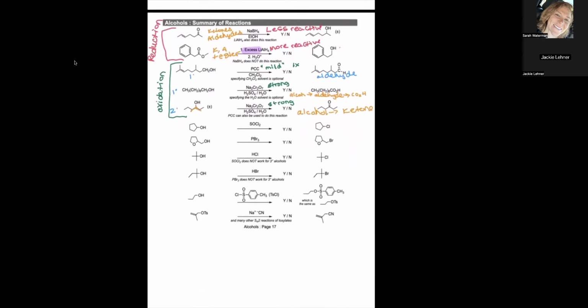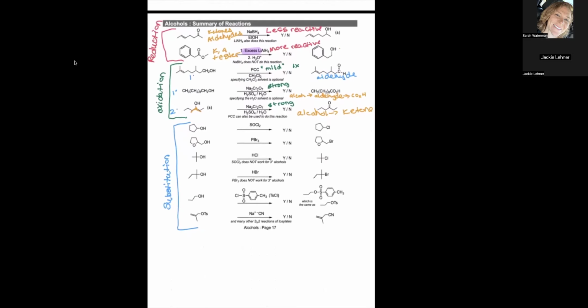Yep. And then all of these are substitution reactions. And so it's literally just whatever it is you're trying to substitute it with. Whatever's in there is going to be in your product. It is going to replace your alcohol. You guys did not have to know, I think, either of these.